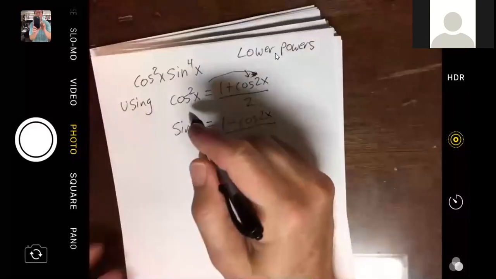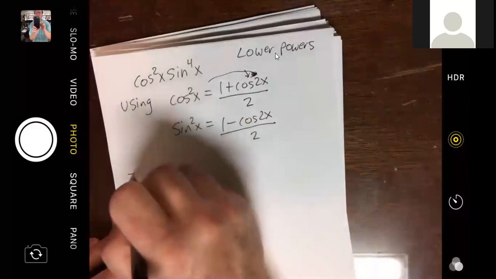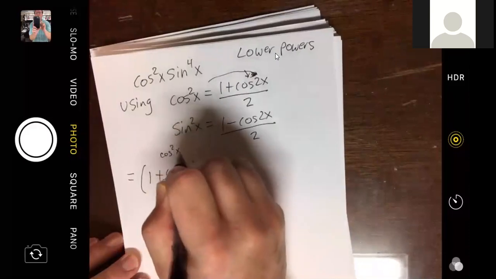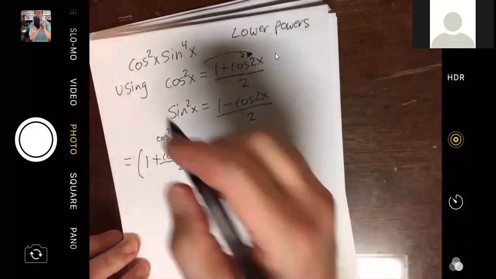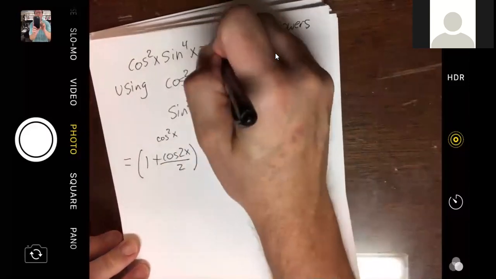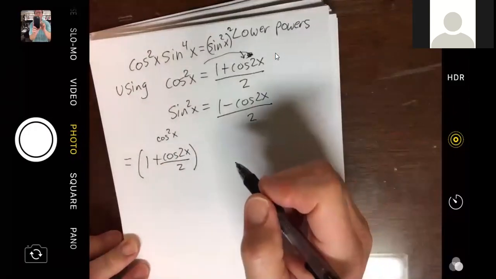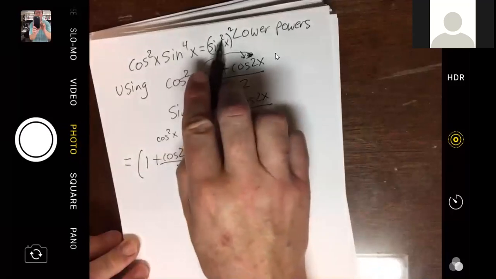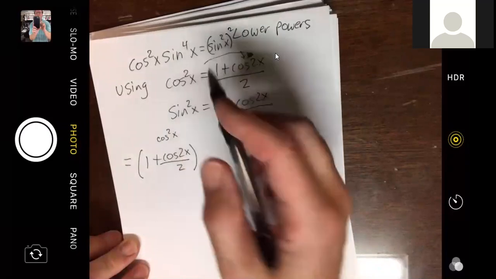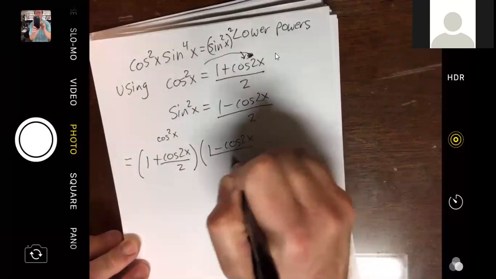So the cosine squared directly plugs in: 1 plus cosine of 2x divided by 2. That's your cosine squared of x. Now your sine to the 4th can be written as sine squared squared. When you raise, your 2 times 2 is 4. So you're getting 1 minus cosine of 2x divided by 2, squared.